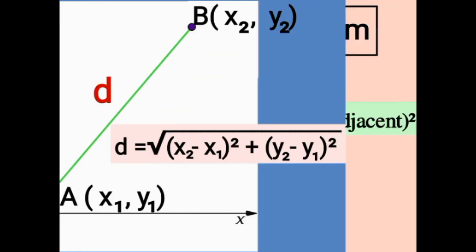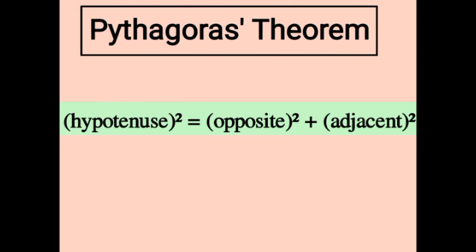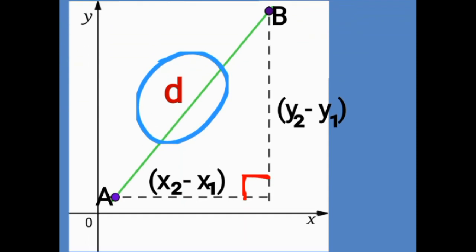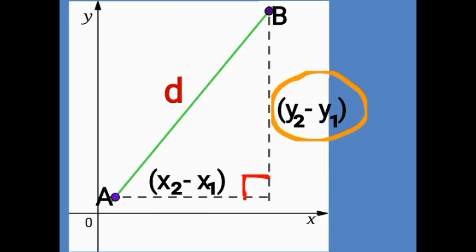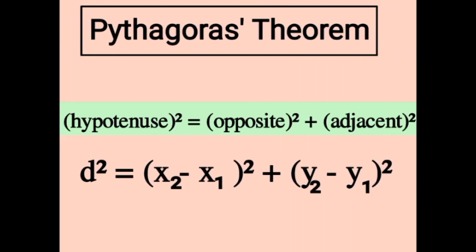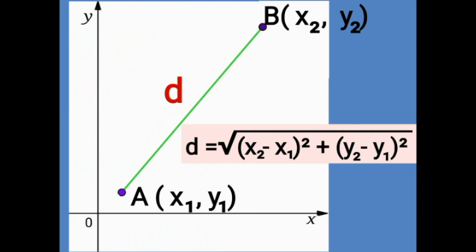This is because we use the Pythagoras theorem. So, hypotenuse squared equals opposite squared plus adjacent squared. Here the hypotenuse is AB, or you could say d, and the other two sides are x2 minus x1 and y2 minus y1. So, using the Pythagoras theorem, d squared equals x2 minus x1 squared plus y2 minus y1 squared. Take the square roots from both sides. So, d equals the square root of x2 minus x1 squared plus y2 minus y1 squared.